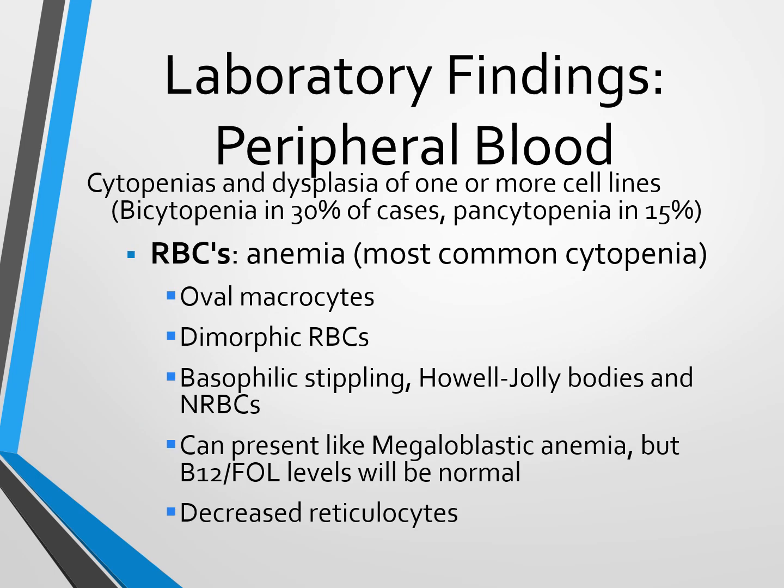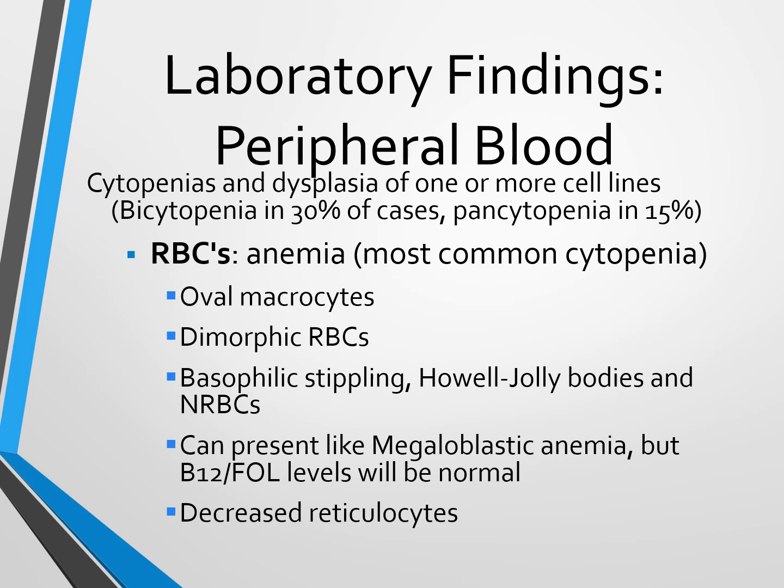Okay, so our laboratory findings in peripheral blood. Now this is, remember, just our overview, so if you have any questions, feel free to ask me. But what we're going to see in the peripheral blood are those cytopenias and dysplasia of one or more cell lines. Cytopenia meaning cytopenia of 2 cell lines in 30% of cases, and then pancytopenia in about 15% of cases. And that pancytopenia, again, remember, is just all of the cell lines are depleted or decreased. So RBCs are going to result in anemia, which is the most common cytopenia.